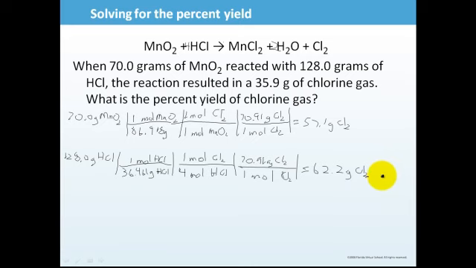Okay? So, of the 2, the first one gives us 57.1 grams. The second one gives us 62.2. And remember, as we learned back in assignment 4.07, the smaller of the 2 will be the limiting reactant, because that's the one that's going to be used up first. So the 57.1 is our limiting reactant, which tells us then that this is also the theoretical yield.